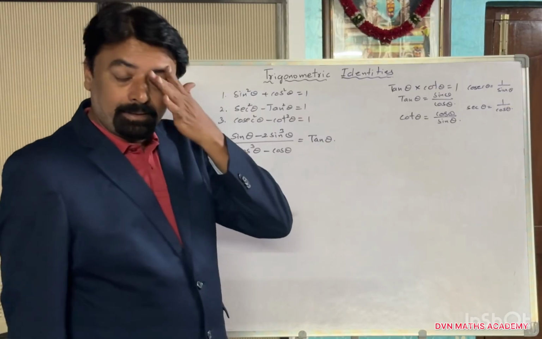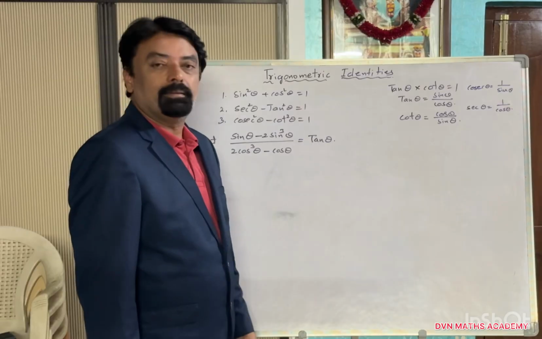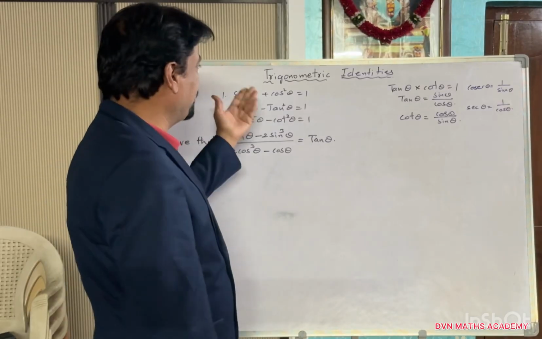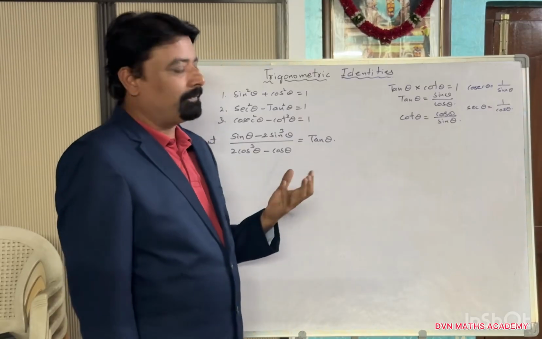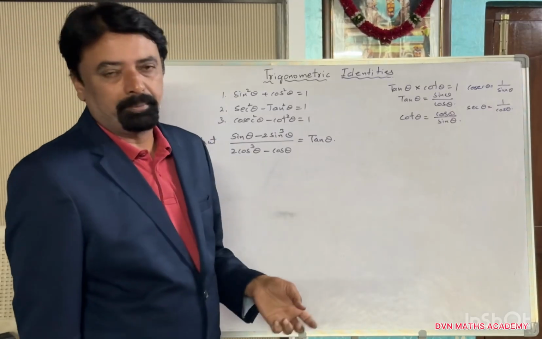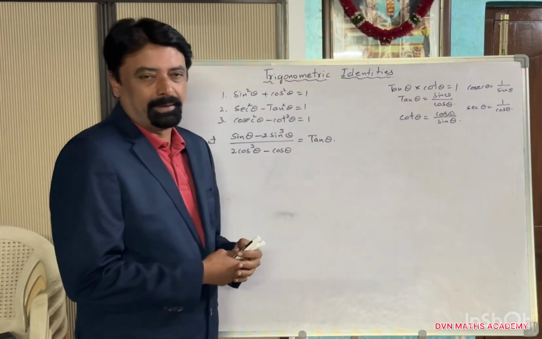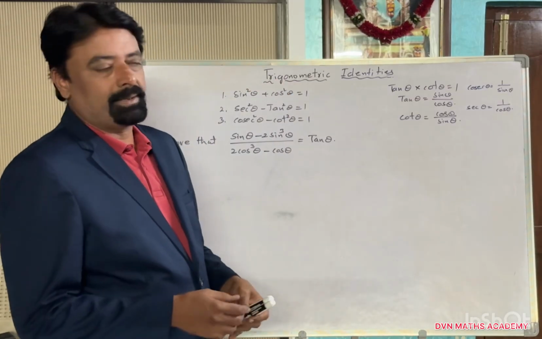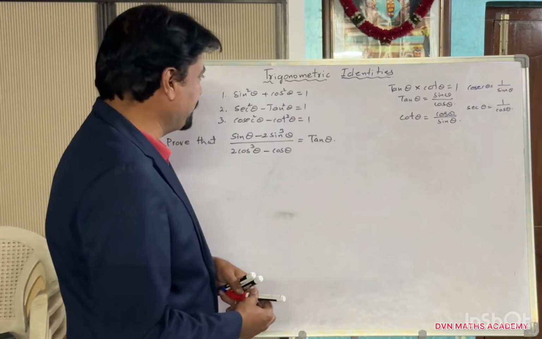In this class, this is one of the important chapters for 10th class students, that is trigonometry. I already told you there are three parts in trigonometry. The first one is ratios, second one is the complementary, and the third, the main important concept, is trigonometric identities. From these trigonometric identities only, all 10th class students will get a 4 marks question in the annual exam.